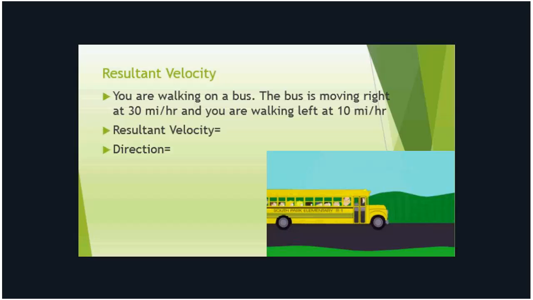You are walking on a bus. The bus is moving right at 30 miles per hour, and you are walking left at 10 miles per hour. Opposite directions. One is going right, one is going left. Subtract. 30 minus 10 is 20. You take the direction of the larger number. The larger number is 30, and 30 is moving to the right. So you should get 20 miles per hour right.